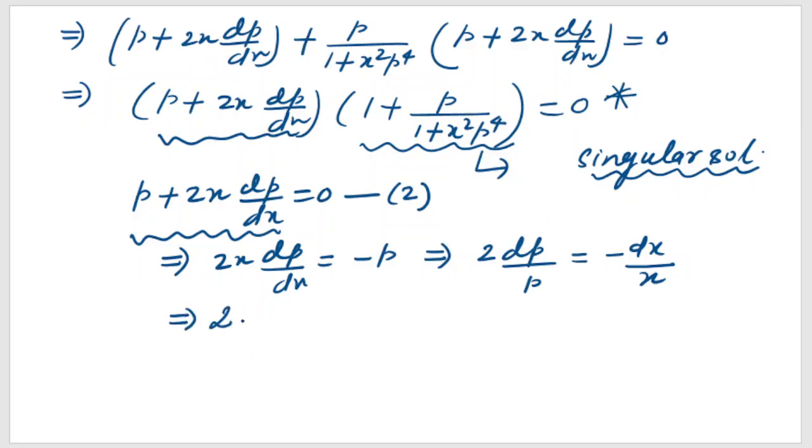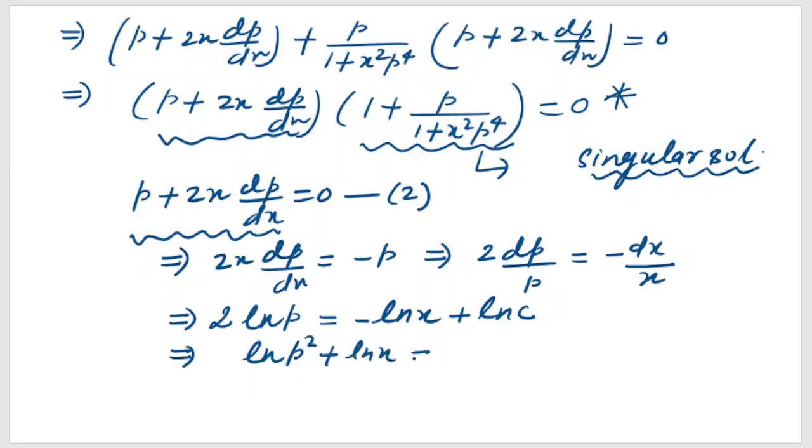So if I integrate both sides, I will get 2 ln p is equal to minus ln x plus ln c, right? So this can be written as ln p square, and if you bring it to the left hand side, it will become plus ln x is equal to ln c. So we get p square x is equal to c. Using the property of log, I can write p square x is equal to c, and this is our third equation.